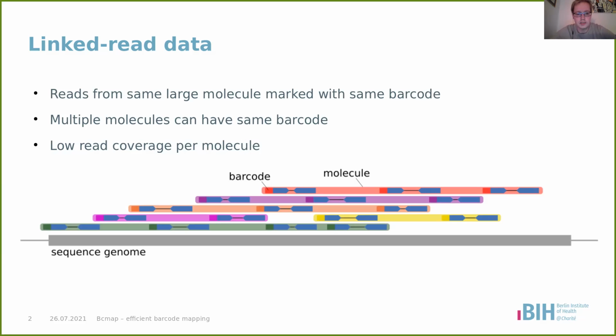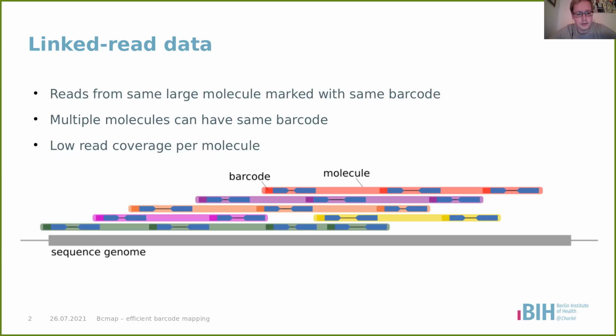So this has the result that reads from the same large molecule are always marked with the same barcode. However, it can be that multiple molecules have the same barcode. And another property is that we have a low read coverage per molecule. We can see this here in the picture. Taking one barcode wouldn't be enough to perform something like a read alignment, for example, an assembly.